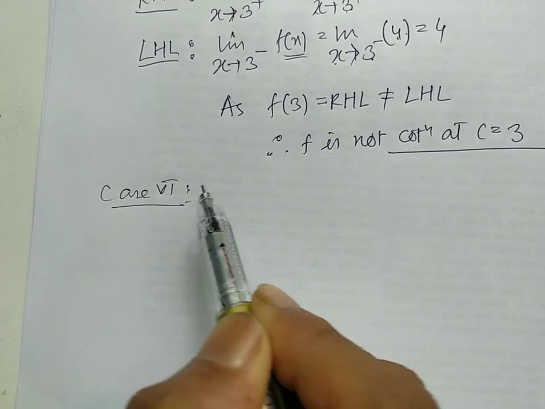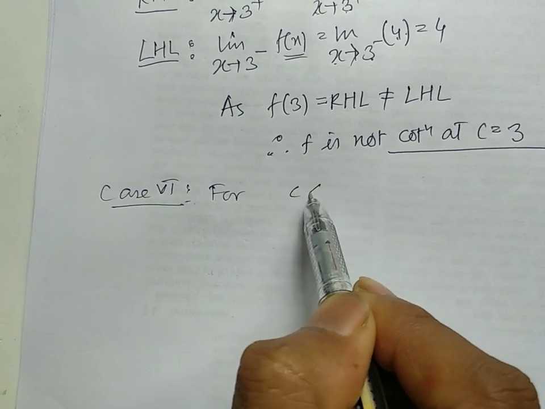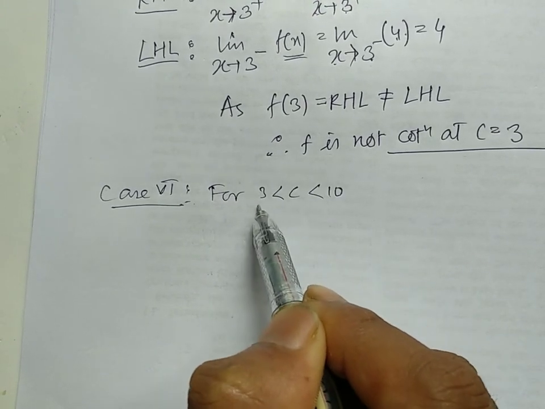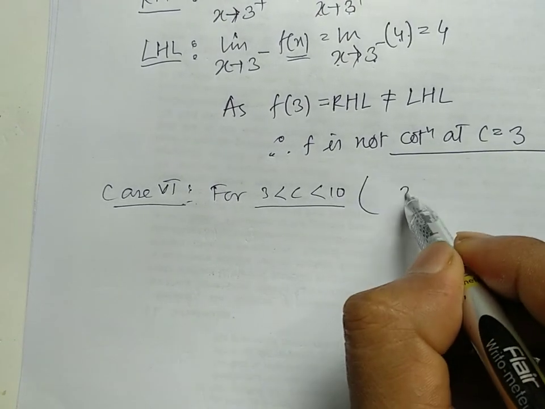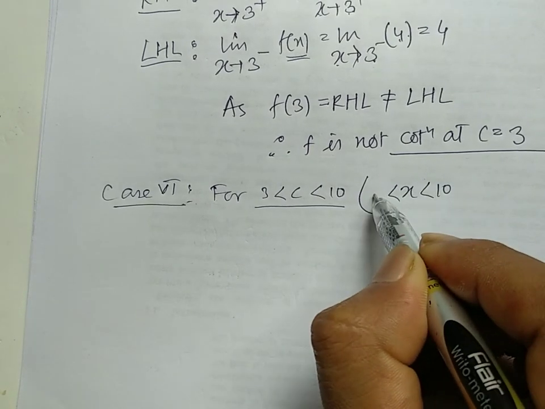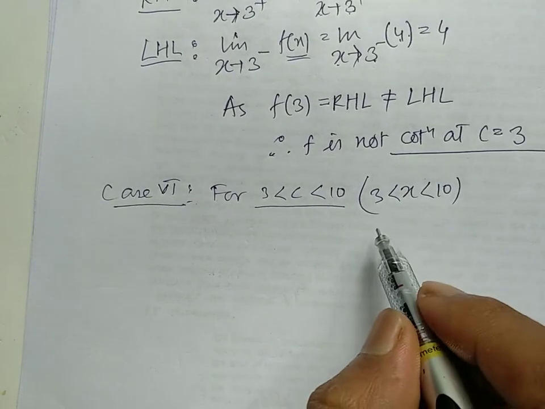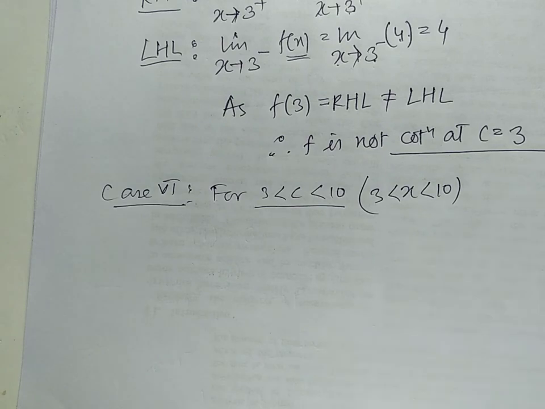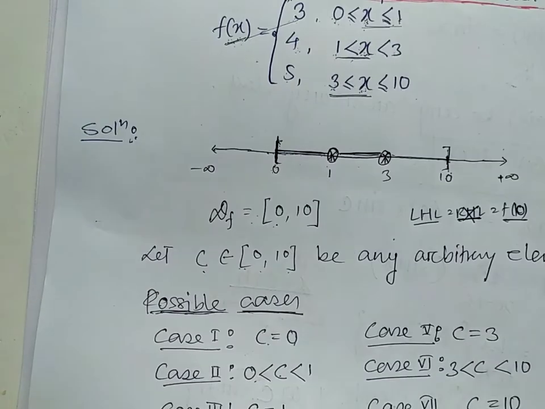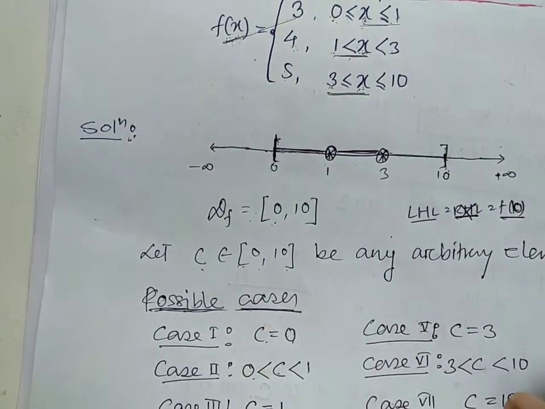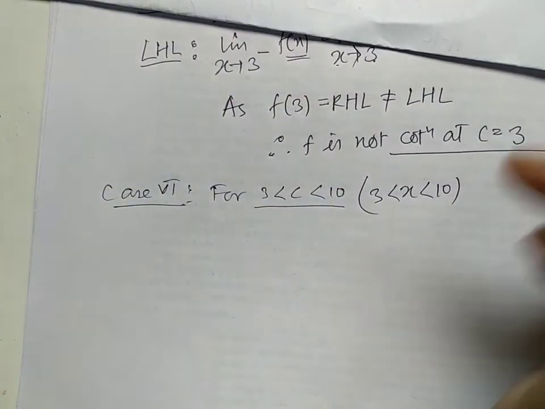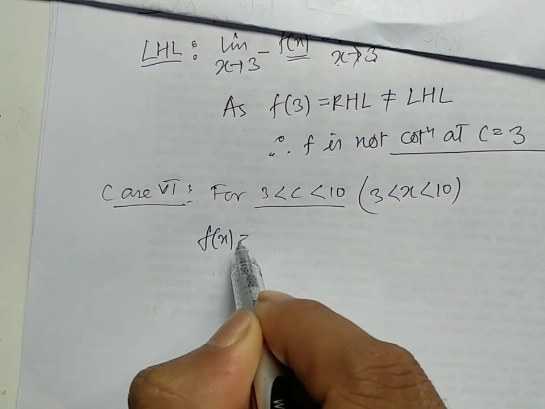Okay, so for c less than 10 and greater than 3, this is the case, or you can imagine x less than 10 and greater than 3. For all those values of x less than 10 and greater than 3, what is its functional value? The functional value is equal to 5. f of x is equal to 5.